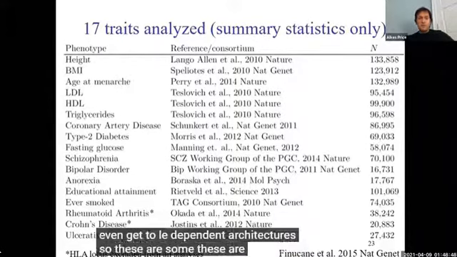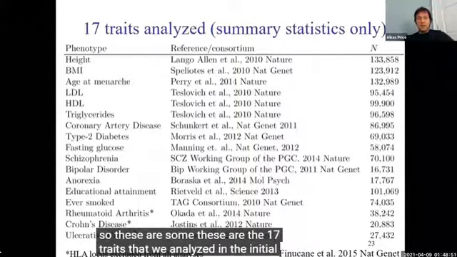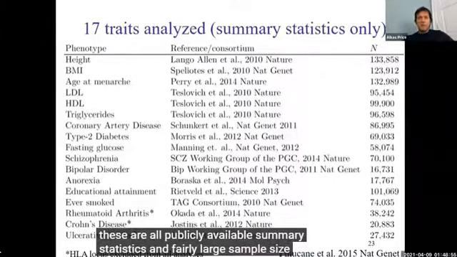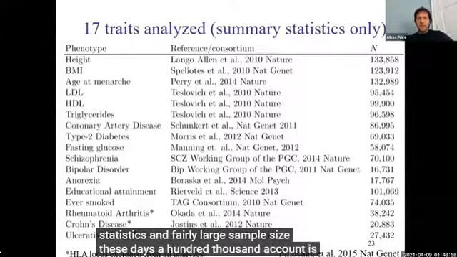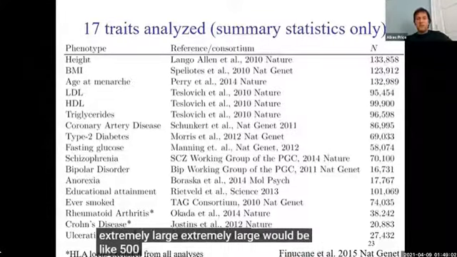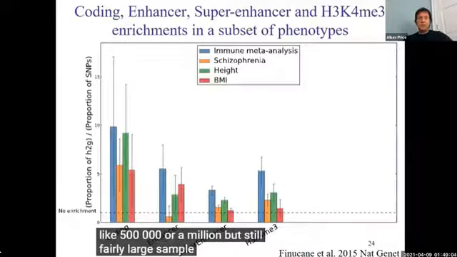So these are the 17 traits that we analyzed in the initial work. These are all publicly available summary statistics in fairly large sample size. These days, 100,000 would count as fairly large and not extremely large. Extremely large would be like 500,000 or a million, but still fairly large sample size.